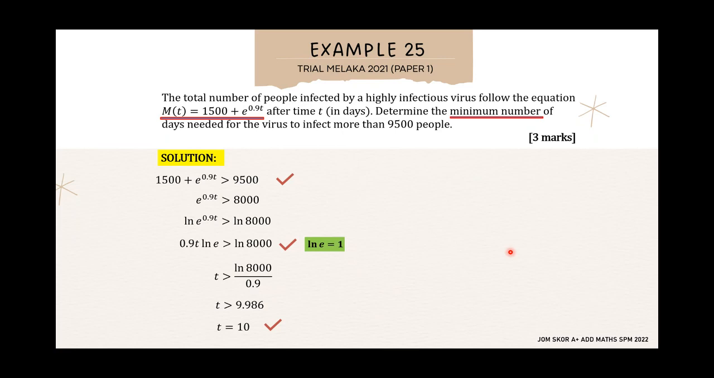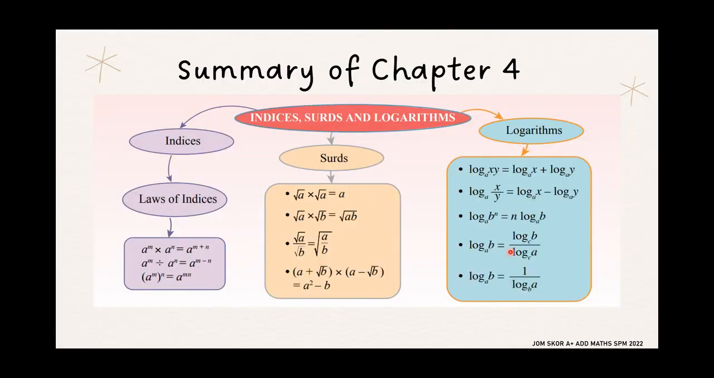Okay. So alhamdulillah, we have completely discussed all 25 questions on indices, surds, and logarithm. Okay, so this is the summary of chapter 4. We have indices, surds, and logarithm. Please make sure that you know how to use each laws to get marks.